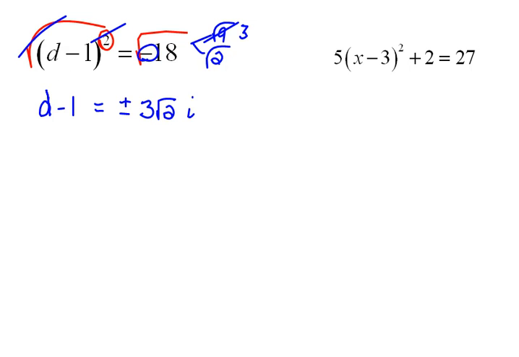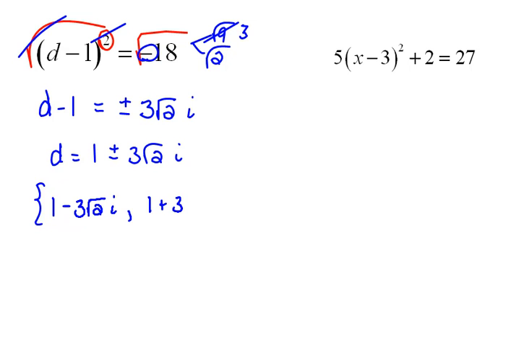We haven't solved for d here. So we need to add 1 to both sides. Now when we do that, I'm going to add it and put it in the front of this so that we don't get confused. So this is a positive 1 plus or minus 3 square roots of 2 i. Our solution set, if we break these into two separate items, would be 1 minus 3 square roots of 2 i, and then 1 plus 3 square roots of 2 i.